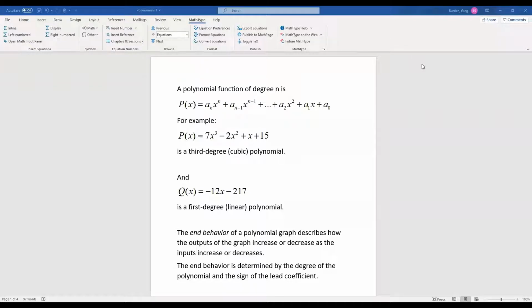This is the first of at least a couple, maybe three, maybe four videos dealing with polynomials. A polynomial can be defined as a finite sum of monomials, but that of course requires you to know what a monomial is.